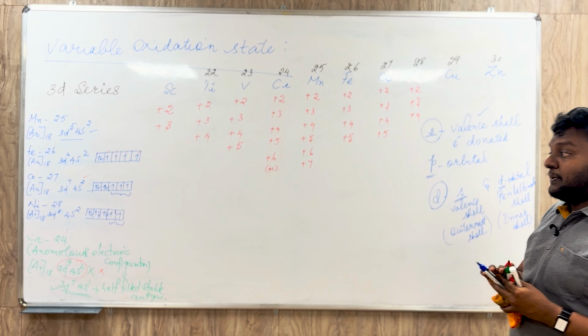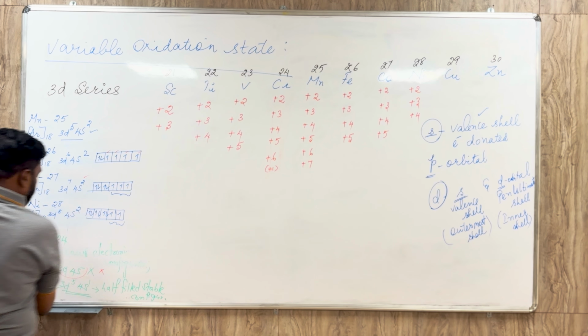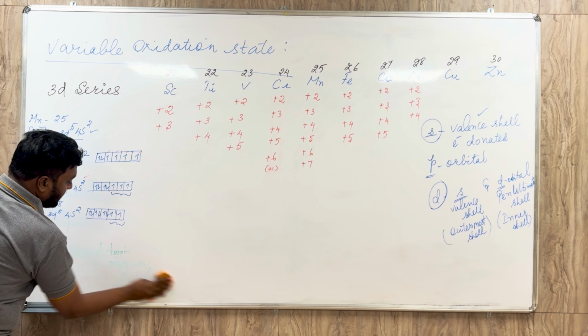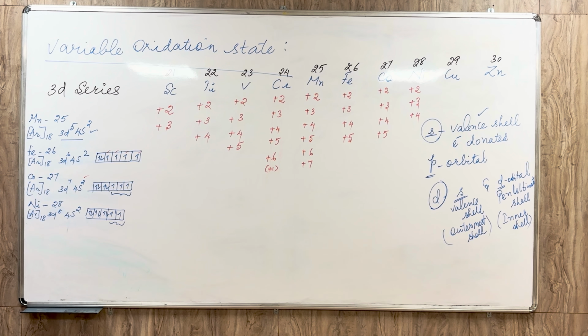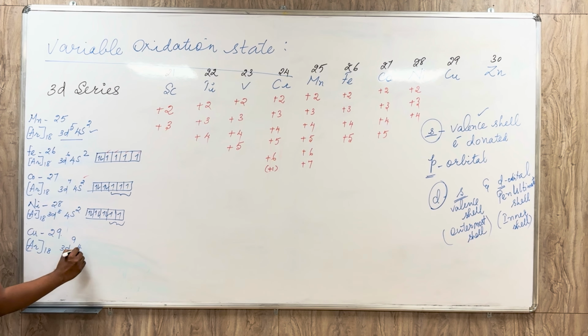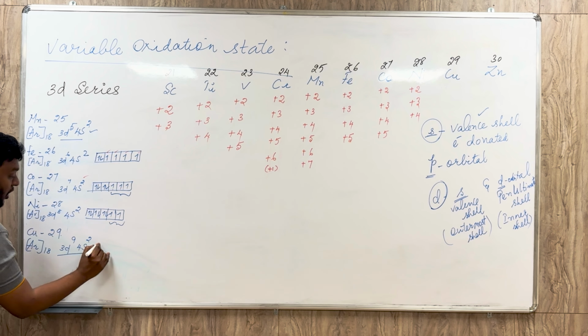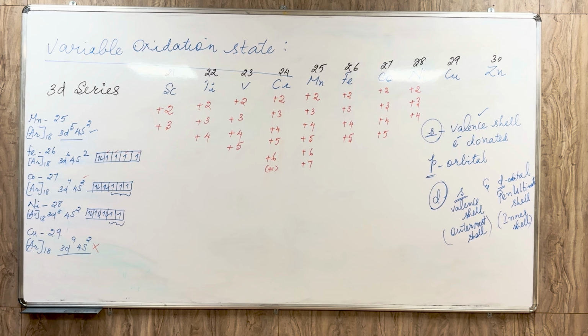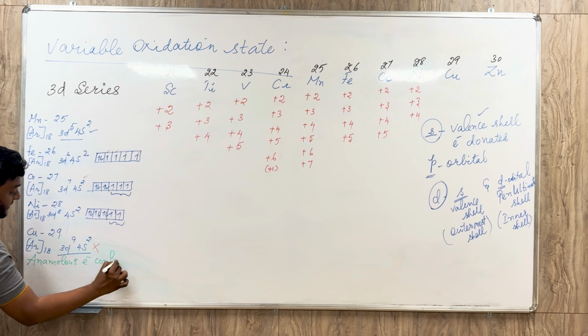Now coming to this copper, very important as far as copper is concerned. Now see, as far as copper is concerned, what happened? Copper, the atomic number is 29. So argon 18, 3d becomes 9 and 4s becomes 2. This is the expected configuration, but copper will not exhibit this configuration. Again it exhibits what? Anomalous electronic configuration. It exhibits anomalous electronic configuration like chromium.